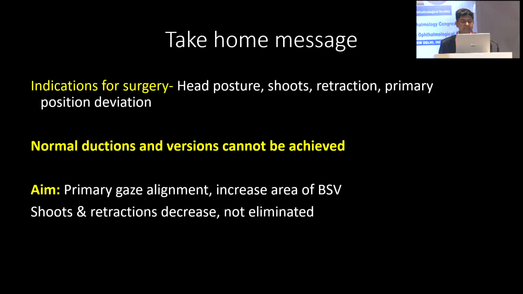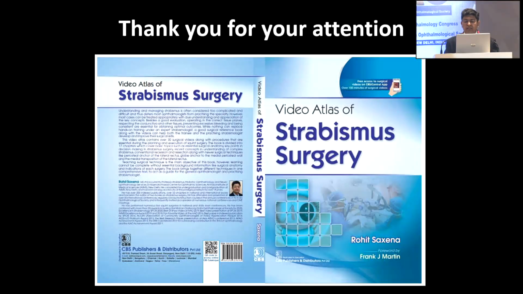So the message I would like to highlight is, be clear of the indication of surgery. Normal ductions and versions cannot be achieved. Please tell that to your patient before operation, because in the end, after the surgery, the patient expects to be absolutely perfect and to be the next model on the next cover magazine. So please remember that. Our aim is to get primary gaze alignment, increase as much as possible the area of binocular single vision, and eliminate disfiguring upshoots and retractions, or at least decrease them to our best ability. Thank you very much for the opportunity, and I think we'll go on to the next speaker.